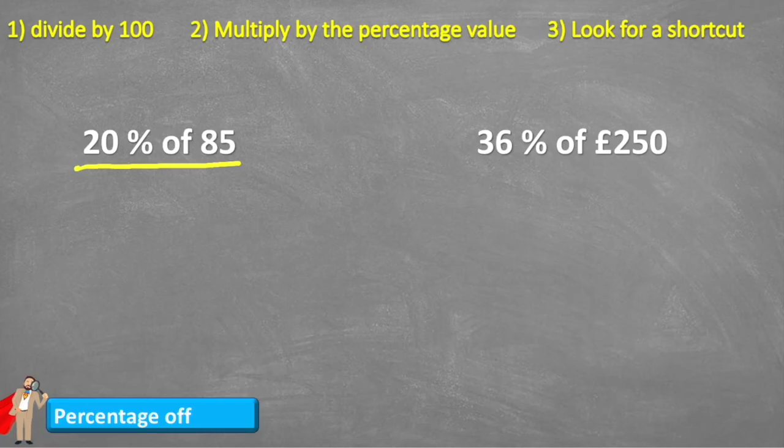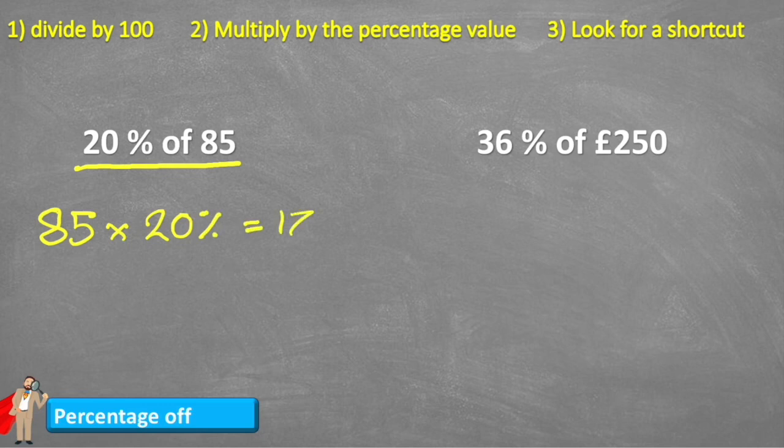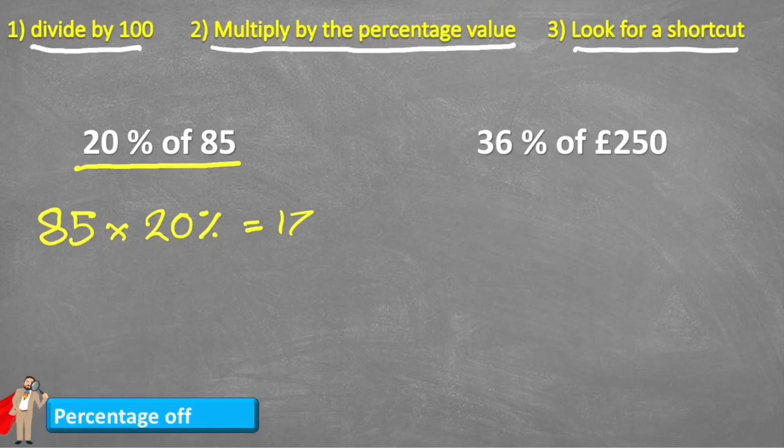If we pressed 85 multiplied by 20%, we would end up getting our answer, which is 17. But we're not using a calculator today. We're going to look at the written method. So first we're going to divide by 100. Then we're going to multiply this by the percentage value. And then we're going to look to see if there's any shortcuts that we could have found.